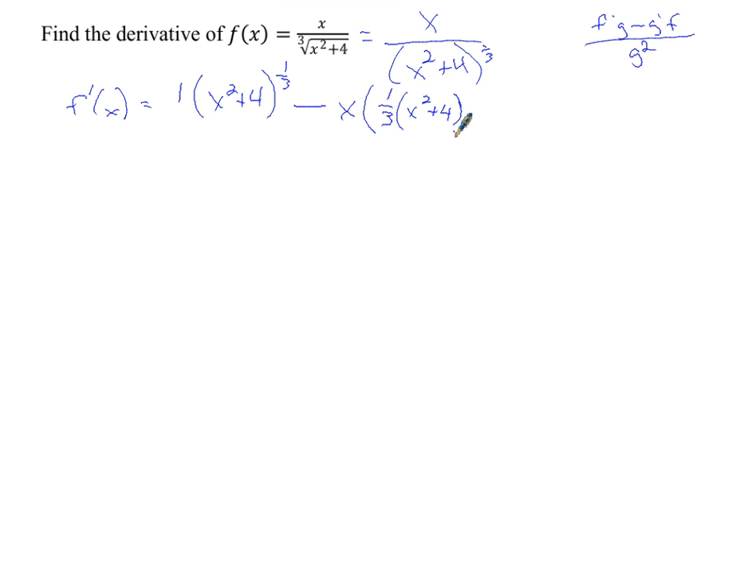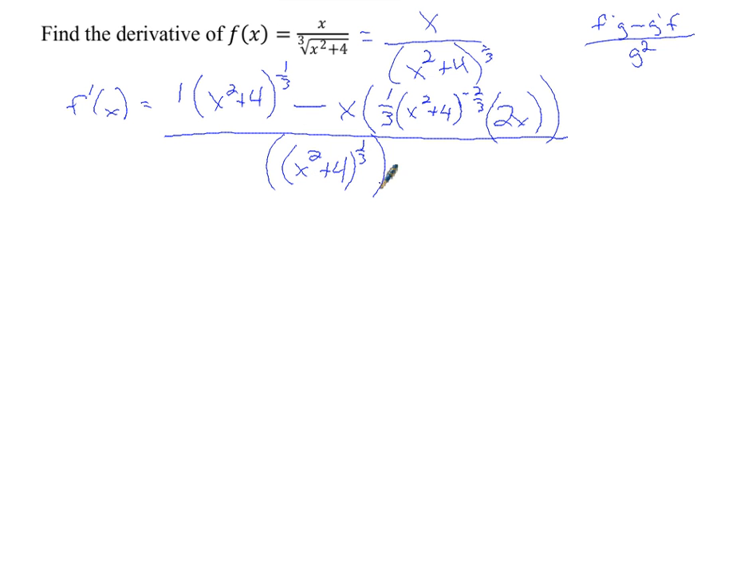Subtract 1 from the exponent. So it's now to the negative 2/3 power times the derivative of what's inside, which is 2x. All my parentheses are closed. The numerator's done. The denominator is g squared, so that'll be x squared plus 4 to the 1/3 power squared. It's beautiful, isn't it? Calculus is over. F prime of x, algebra time.